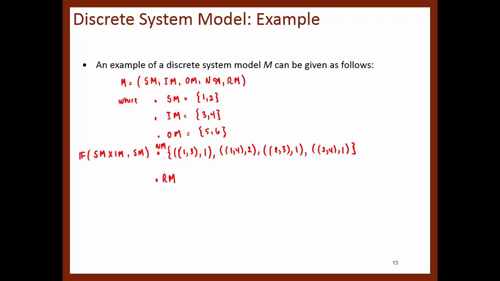And then we have the readout function, which is the following. So what this is saying is, if you are in one state, then you are going to generate an output of certain type. So for example, after this transition, if you're in state 1, then you're generating an output of type 5. After this function, if you're in state 2, then you're generating an output of type 6.